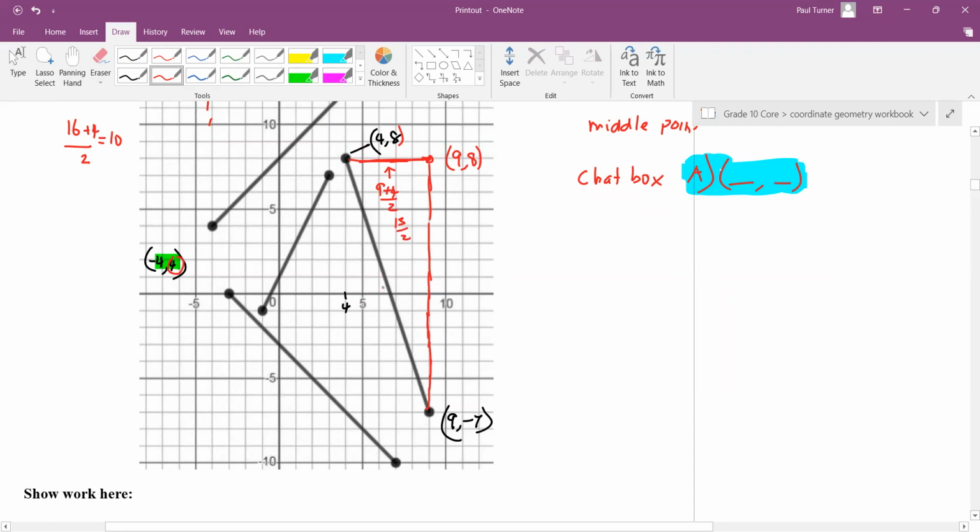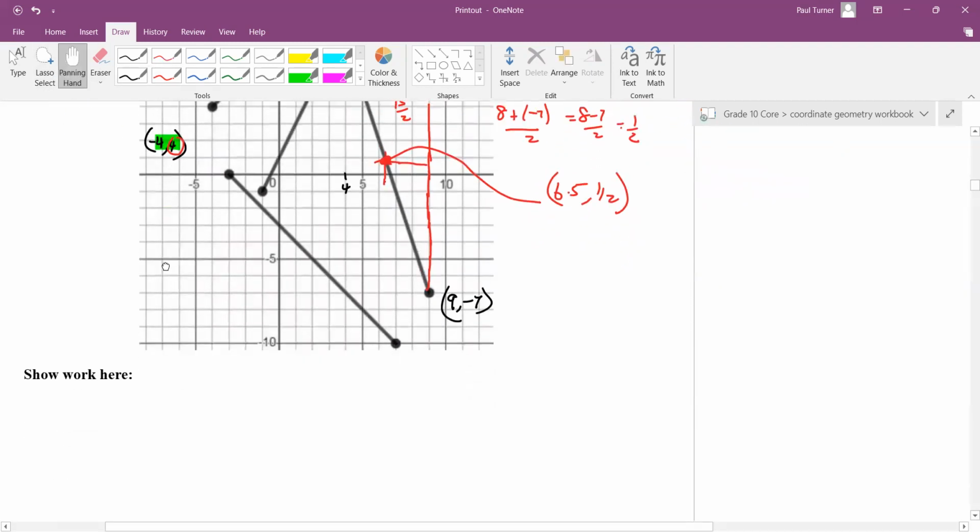So 6.5, somewhere along here. So 6.5. And the middle of this line would be 8 plus -7 divided by 2. 8 minus 7 on 2, that's a half. So a half here. So that point there is (6.5, 0.5). So you just add your two numbers and then divide by 2, okay? This is kind of a long way to do it, but the formula is actually the same.